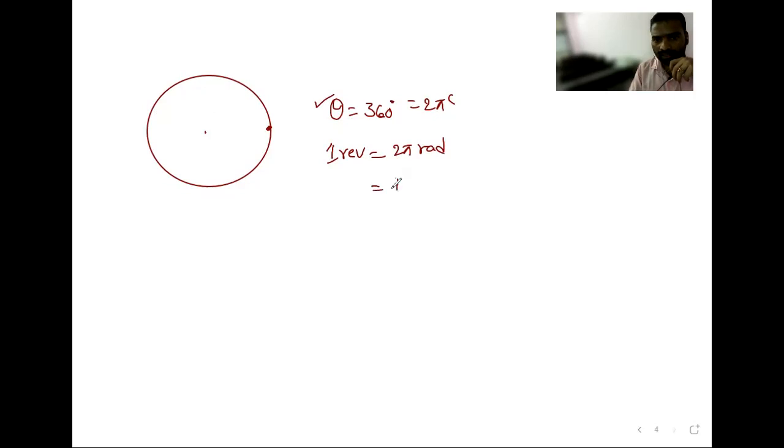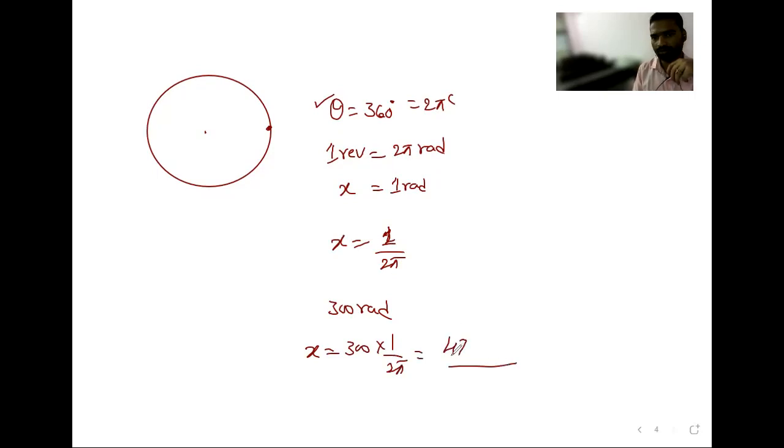Okay, 1 radian is equal to how much revolution? X revolution. Cross multiply. X is equal to 1 radian divided by 2 pi, that is 1 revolution divided by 2 pi radian. Now for 300 radian, multiply by 300. So 300 into 1 by 2 pi. That is 47 point something you will get. Is it understood?